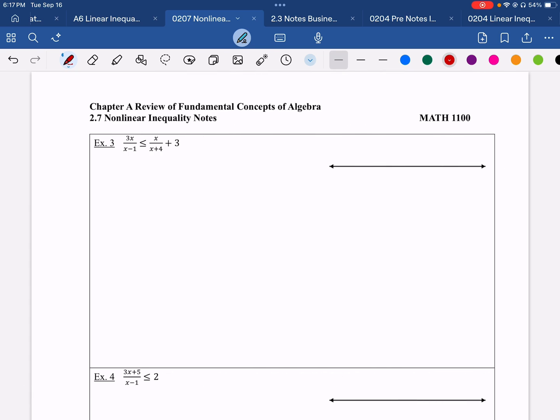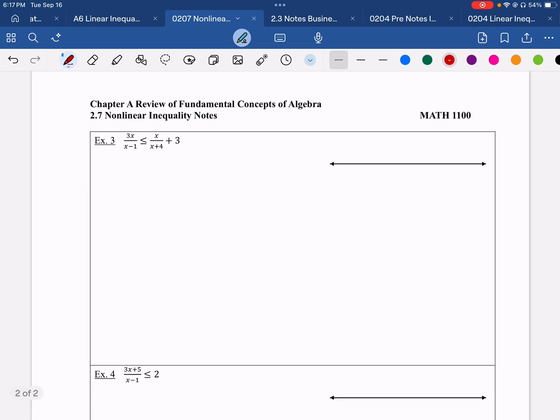Example 3. So this is rational, so where is it undefined? X minus 1 cannot equal 0. X plus 4 cannot equal 0. So x cannot equal 1, and x can't equal negative 4. So far we have 1 and negative 4 on our number line. Okay, now let's solve this.